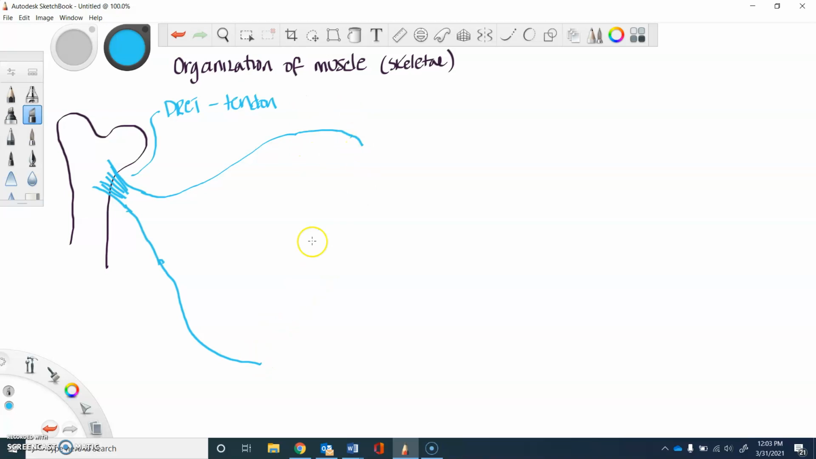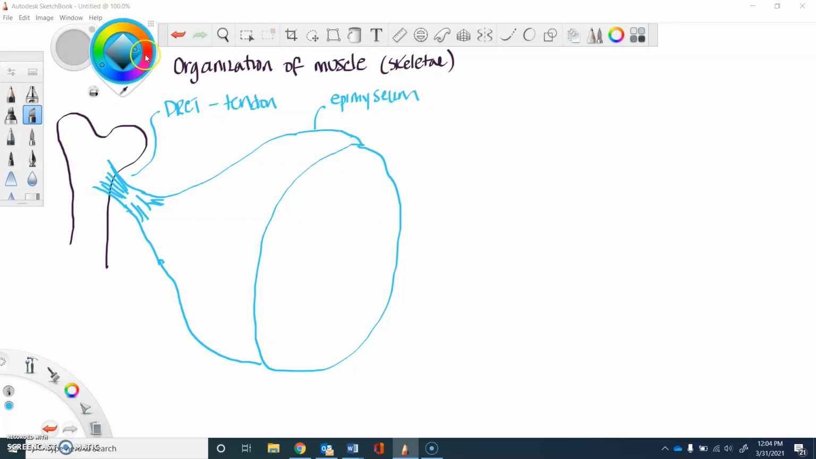So if we take this muscle and we slice it in half so we can see what's in that, and you can call it the biceps or whatever muscle that it is, it's surrounded by this dense, regular connective tissue. And that covering that holds the whole muscle together is called the epimysium. So inside of that is the actual muscle tissue. If we go in here, here's the muscle.